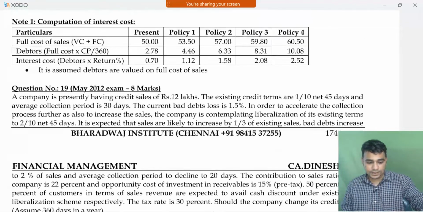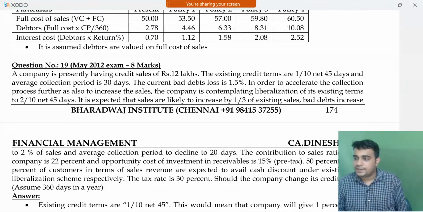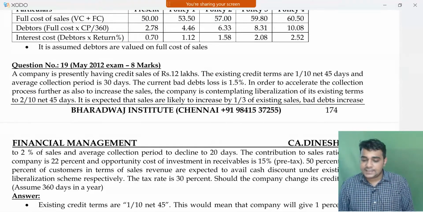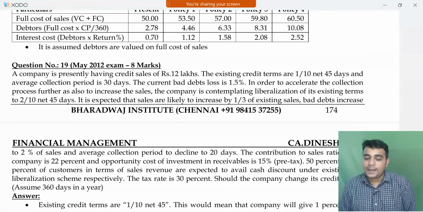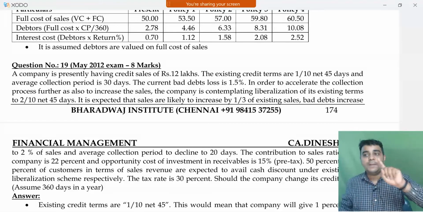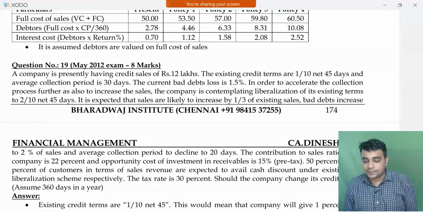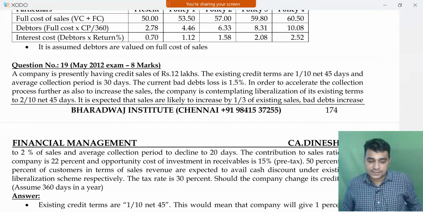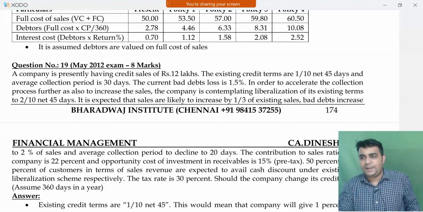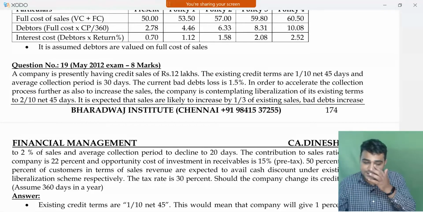Let's look at this. You're going to see mostly the same thing I'm going to do. A company is presently having credit sales of 12 lakh. Existing terms are 1 by 10 net 45. What is 1 by 10 net 45? You get 1% discount if you make the payment in 10 days. Otherwise, you need to make the payment in 45 days. Average collection period is 30 days. So some people could be paying in 10 days, some in 45 days. On average, I collect my money in 30 days. Current bad debt is 1.5%.